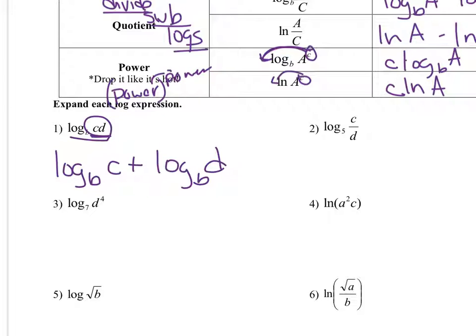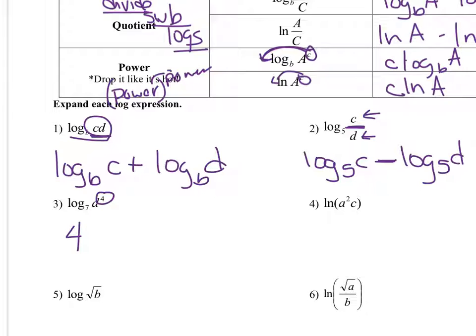Same here. These two are divided. There's two variables, so I'm going to have two logs. The two are divided, so I subtract them. Notice this symbol and this symbol are the same. Maybe that'll help you remember that when you have this line here, you're going to be subtracting. Now this one has an exponent on top, so it comes out in front. That's going to be our most useful tool.